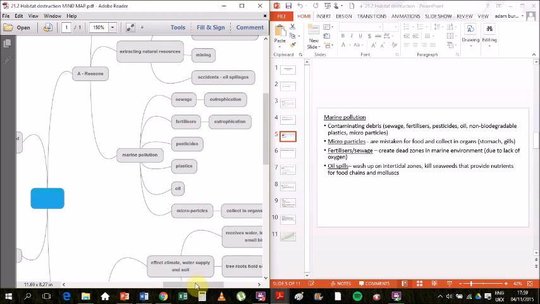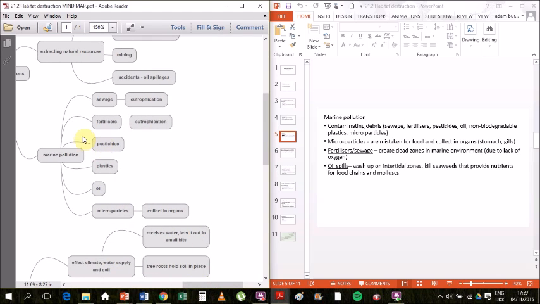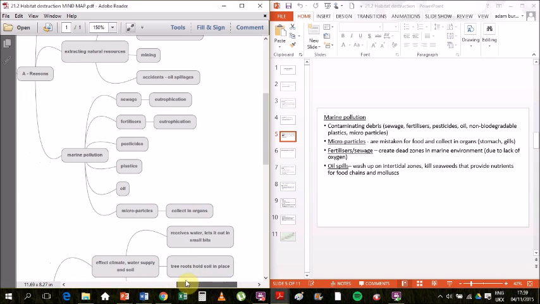Microparticles are just tiny particles as a result of industry, and if organisms ingest them, they can collect in organs, and just like salt collects in our kidneys and causes kidney stones, it can cause the organs to break, and then the organism would die.